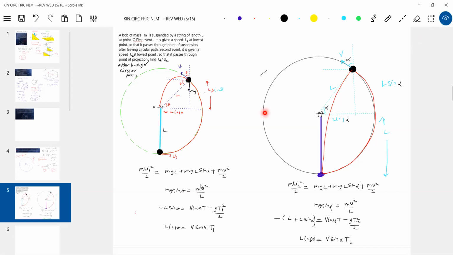Can it pass through this particular point, the point of projection, which is also the point of suspension? See, in the exam, if it gives that, okay, good, you can directly take it. But instead of that, it tests: for any speed, can it pass through this particular point? It has to describe a path like this.